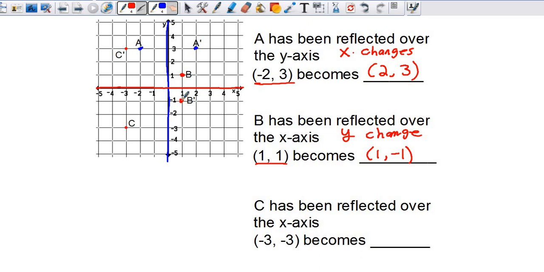So go ahead and pause it here and try C on your own. It says to reflect it across the x-axis. Go ahead and do that now. Okay, so you should have gotten negative 3 and 3, because it's reflected across the x-axis, the y is the only thing that will change, all right?